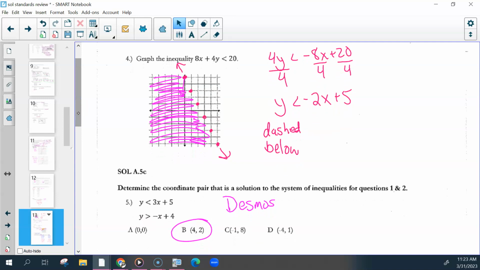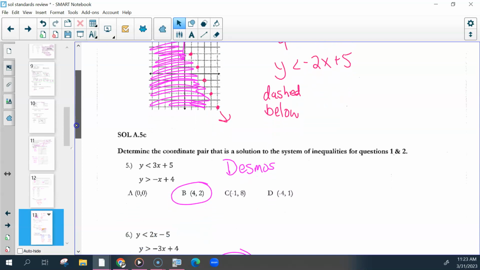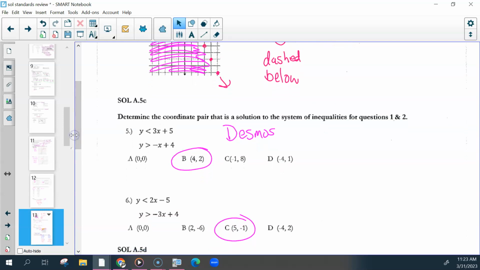C we also have not talked about yet, but we will be doing that when we come back from break. Systems of inequalities, but you could have put these in Desmos and tried to figure it out. But B was your answer for 5. And C was your answer for 6.